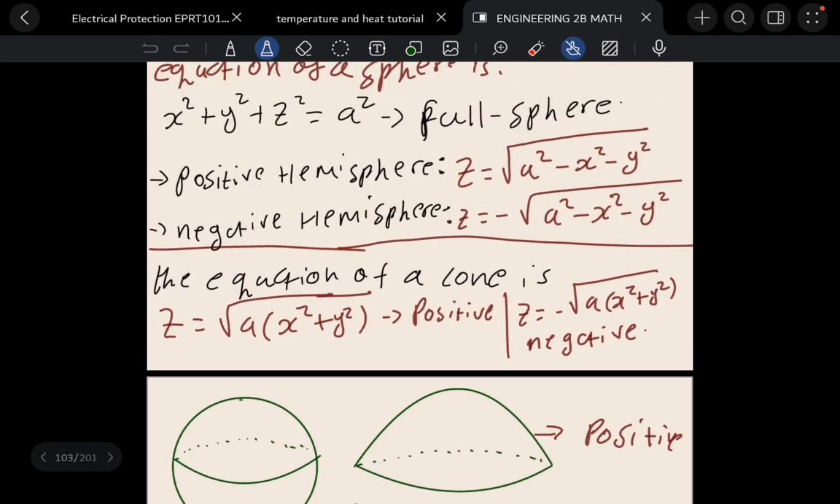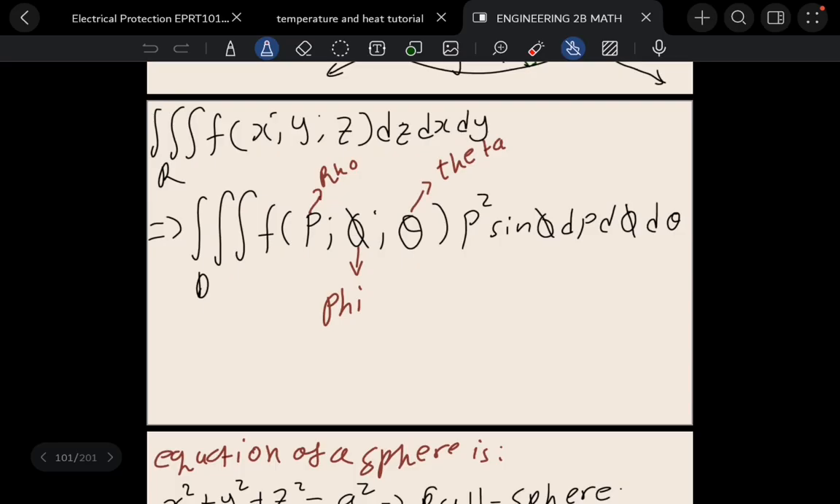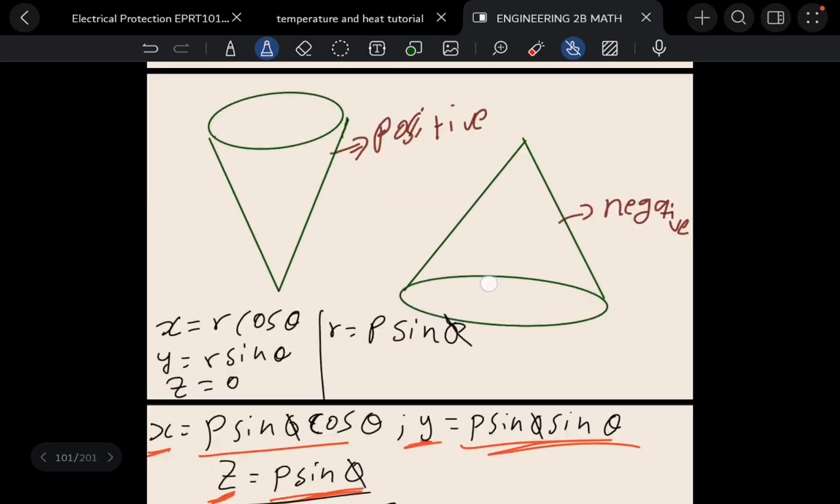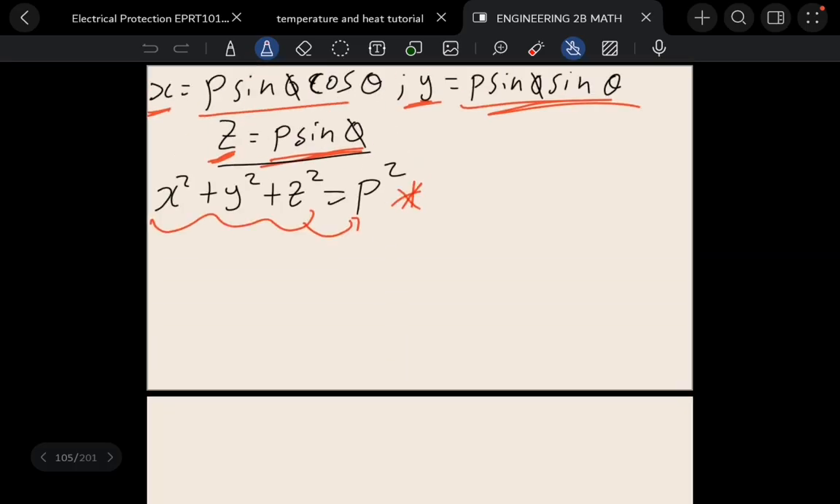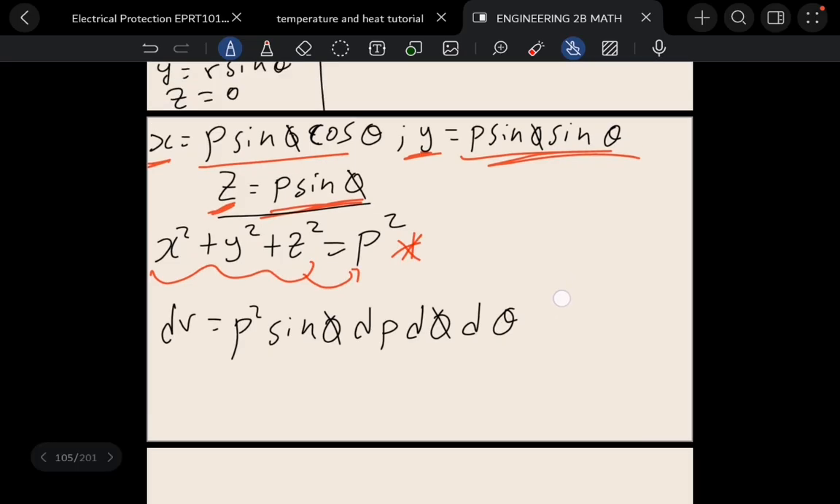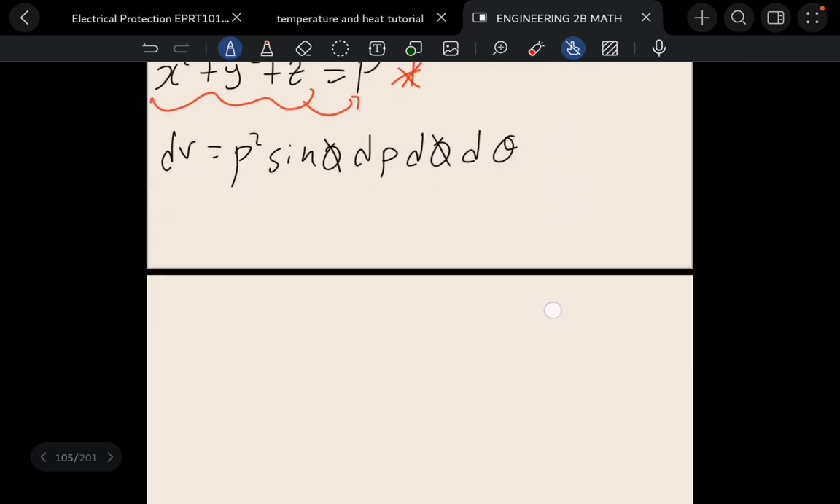Now, I gave you another equation here. Whenever we change from cylindrical coordinates, we also need to include the rho squared sine phi, which is the Jacobian. So the Jacobian dv in spherical coordinates is rho squared sine phi d rho d phi d theta. Right. So just know the difference.